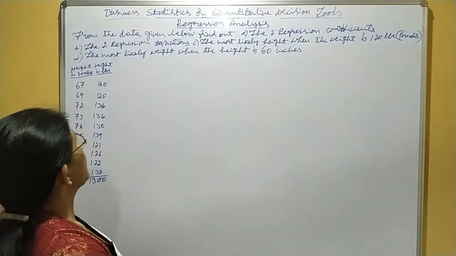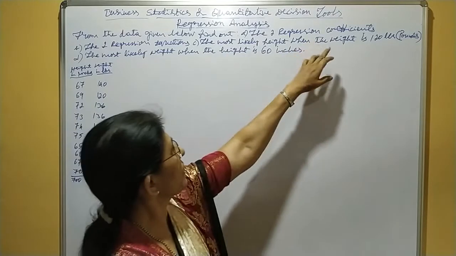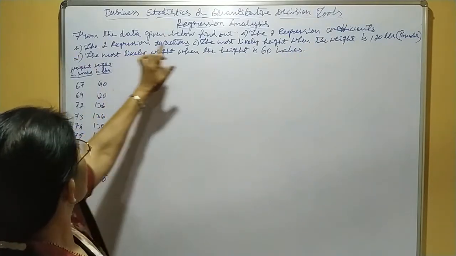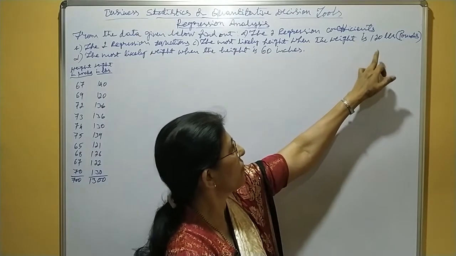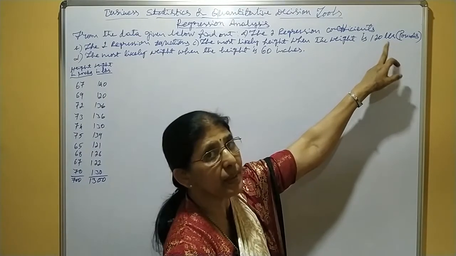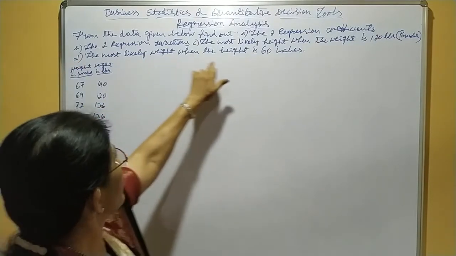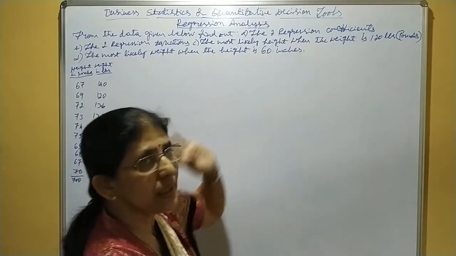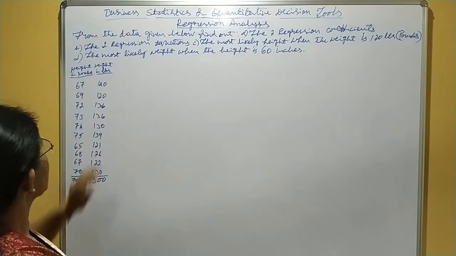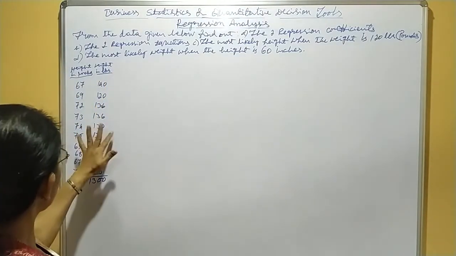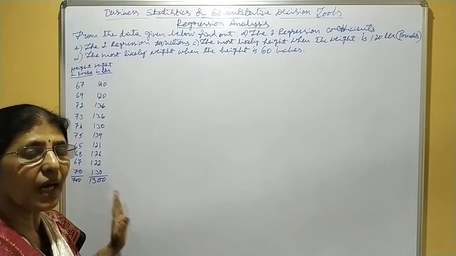That's all. Now take this problem. From the data given below, find out the two regression coefficients, the two regression equations, the most likely height when the weight is 120 pounds, lbs, pounds, the most likely weight when the height is 60 inches. Here we are given height in inches and weight in pounds. Means here we are given two variables, no frequencies, means it is ungrouped data.